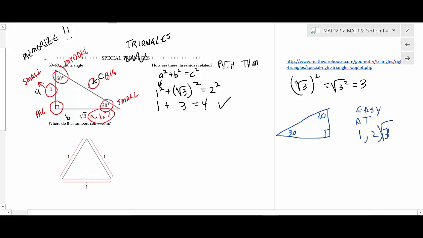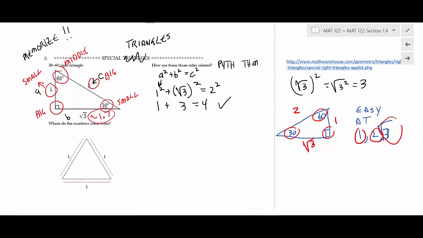There's a statement that I've heard called, it's as easy as 1, 2, 3. Well, this is as easy as 1, 2, square root of 3. So it goes like this. The smallest angle matches the smallest side. The biggest angle matches the biggest side. And then the middle angle matches the middle side. So you want to do that logically and be able to put that together. Remember, it's as easy as 1, 2, square root of 3.